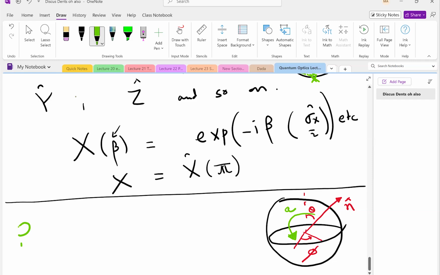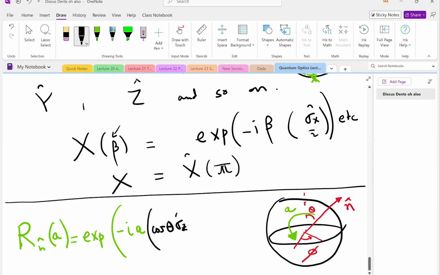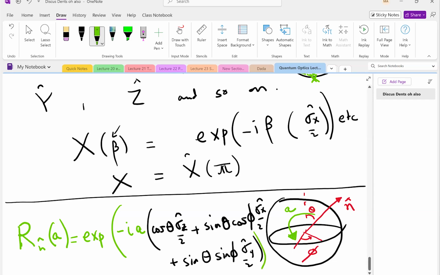So any rotation about the axis n through an angle a, in matrix form, it's going to be exponent minus i a, and for the axis of rotation, I would need cosine theta sigma z over 2 plus sine theta cosine phi sigma x over 2 plus sine theta sine phi sigma y over 2. So this is the rotation in matrix form.